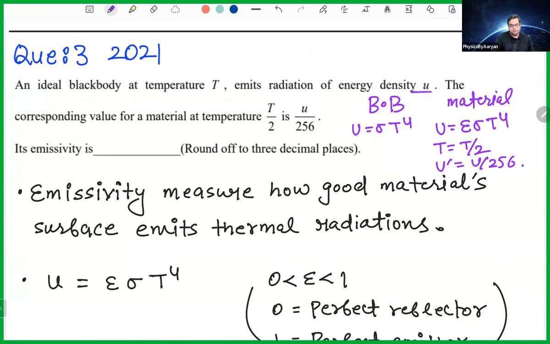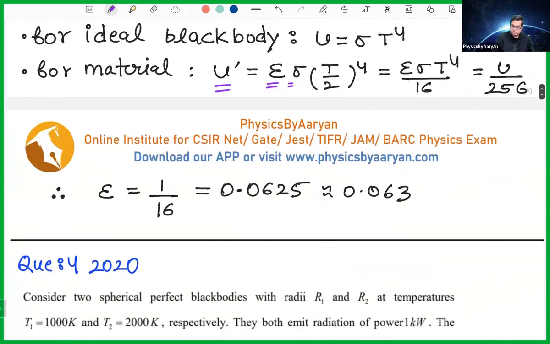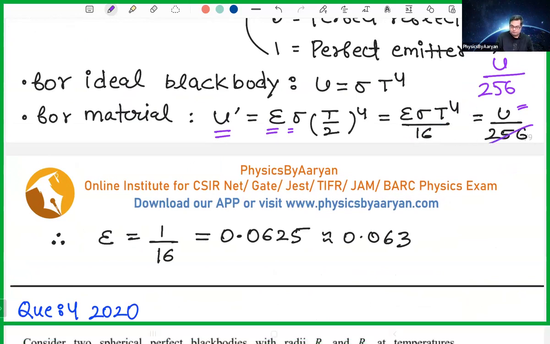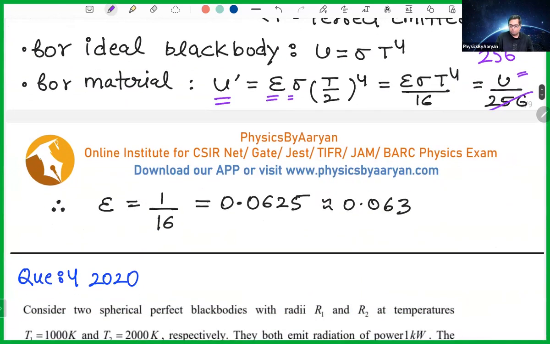The energy density of the black body is U. The energy density of the material is U by 256. So basically this is U by 256. Okay, so what is U? U is sigma T to the power 4. So basically this and this will cancel, and epsilon will come out to be 1 by 16. 1 by 16 is almost 0.063.